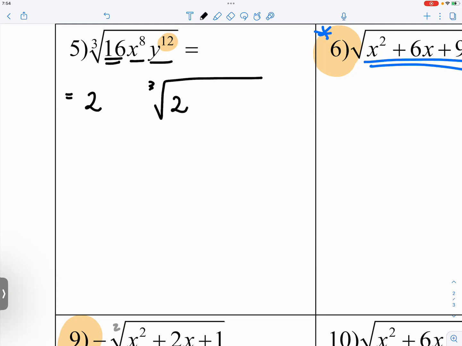x to the 8th power. What could be cube rooted? The x to the 6th power could be cube rooted to become x squared. What's left underneath the cube root? x squared. What about y to the 12th power? Well, the whole thing could be cube rooted to become y to the 4th power. Done.